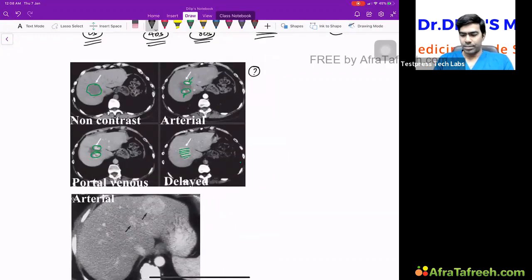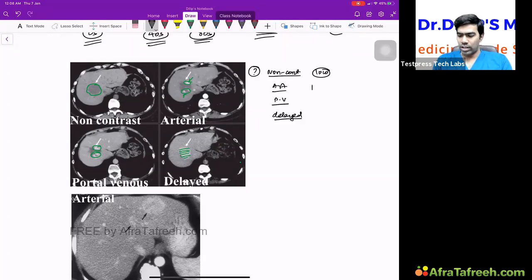So let us take the non-contrast phase first, then arterial phase, portal venous phase, and delayed phase. In the non-contrast phase, it had low attenuation, in the sense that it was hypo compared to the surrounding normal liver parenchyma. In the arterial phase, it is showing a little bit of peripheral spotty enhancement. Then in the portal venous phase, it's showing more enhancement. And in the delayed venous phase, it produces a complete enhancement.